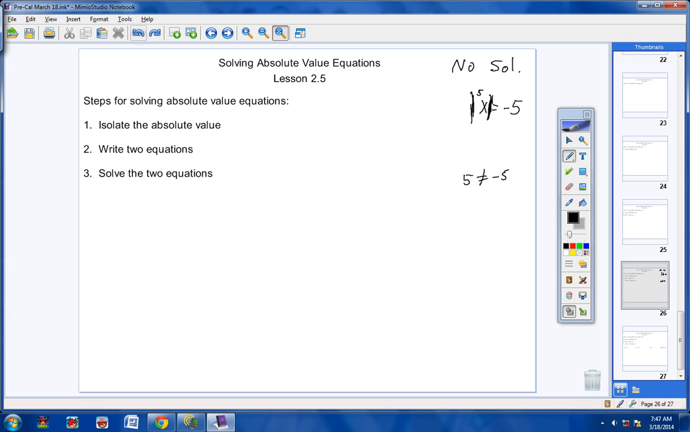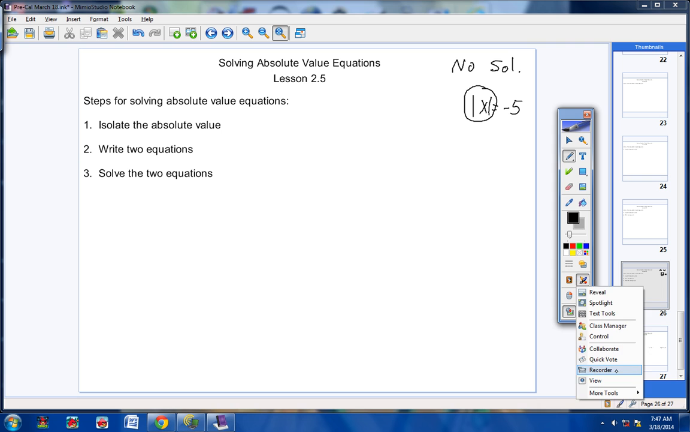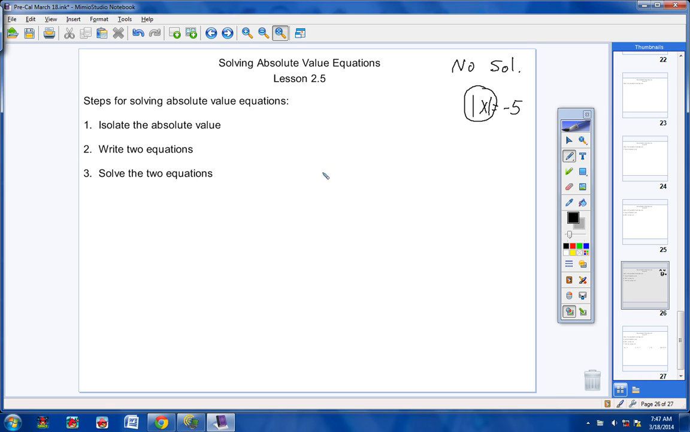So sometimes there will be no solutions. And do you see when that would happen? Isn't it obvious? Whenever your absolute value is equal to a negative number, there's no way you're going to have a solution because you'll never get out a negative number. So I wanted to throw those thoughts at you real quick before we get into this.